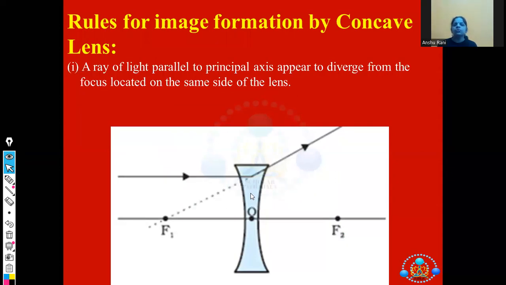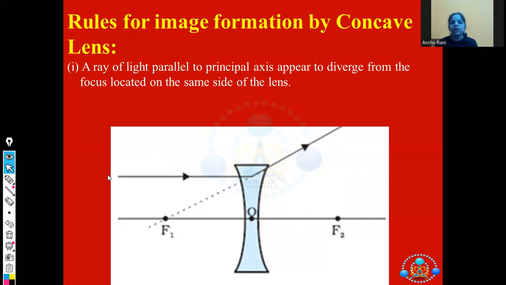Then you have rules for image formation by concave lens. These rules are similar as we have discussed in case of mirrors. This is a ray of light which is coming parallel to the axis. After striking with the central part of this lens, it is bending. It is changing its direction. If you extrapolate, it will pass from the focus.